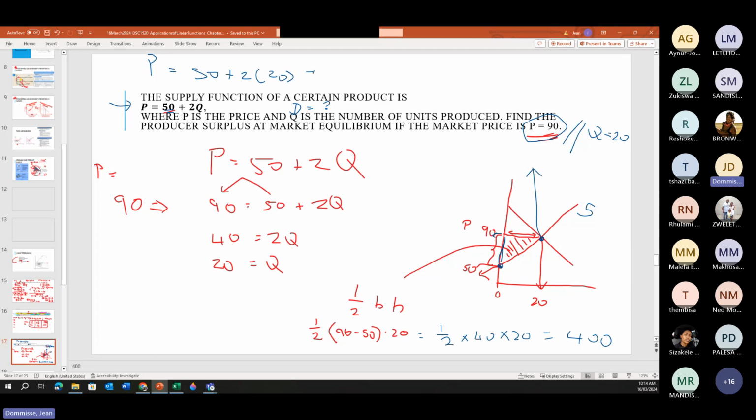Then we would have put in 20 in that original, and you would have also then gotten that P is 90. So then you could have worked with P again. So they need to give you enough information that you can work out what is that equilibrium point so that you can work out the two distances. Okay, they need to give you that information, else you can't do it.